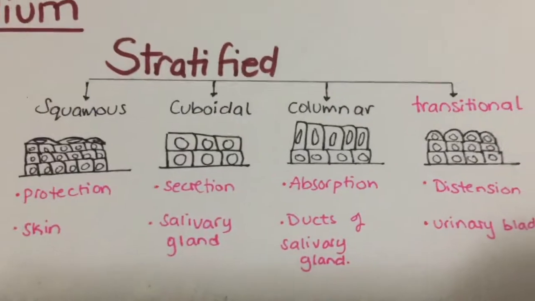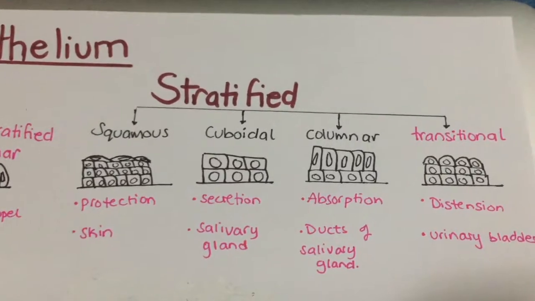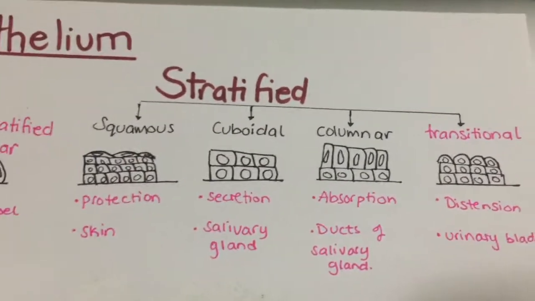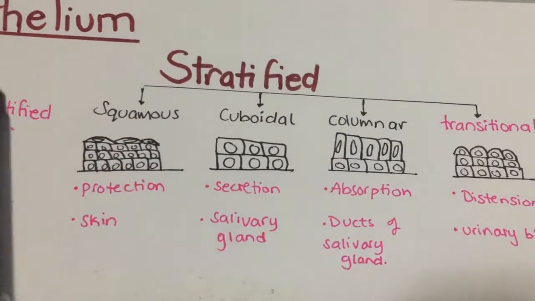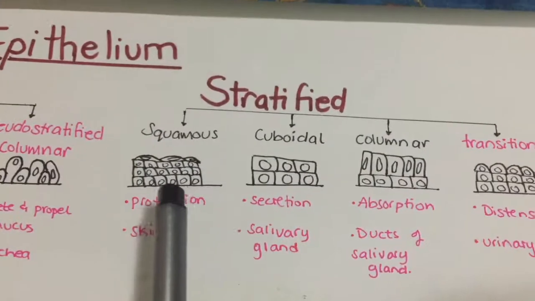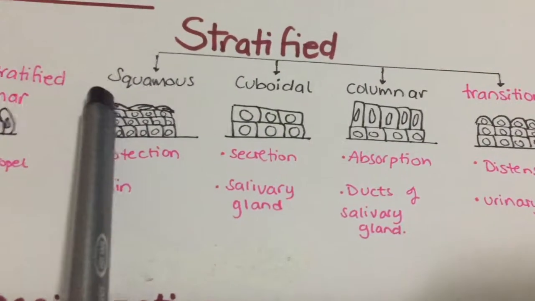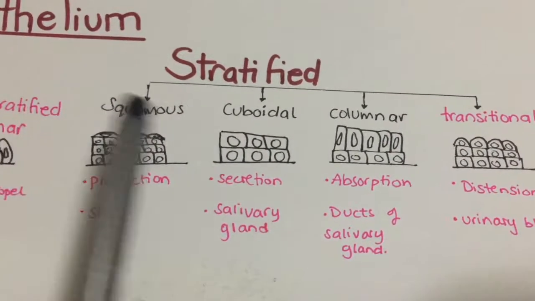So now we're going to go to the stratified. When we say it's stratified, we mean that there's more than one layer. Now, a very important thing to note is that when naming stratified cells, we only name them based on the shape of the last cells. Sometimes the cells look cuboidal at the bottom, but at the top they look something else. And that thing on the top determines what shape or what name it is.